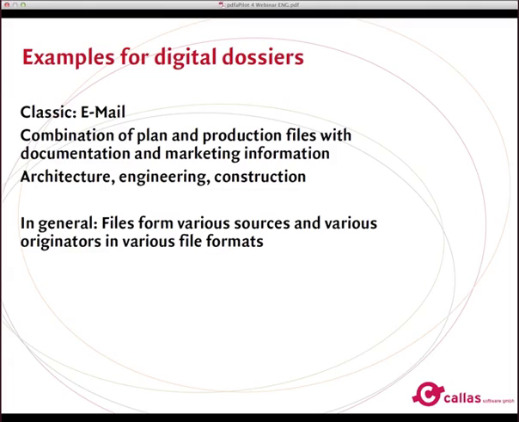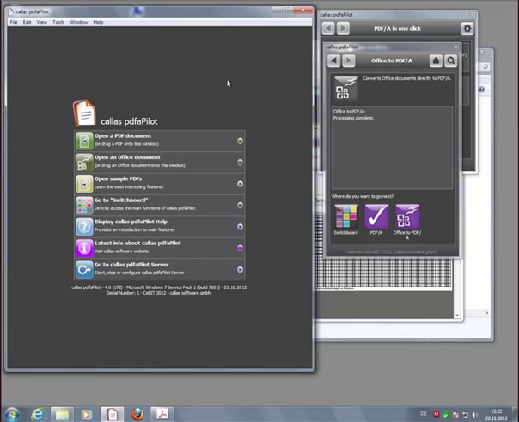So a classic example for that would be an email with lots of attachments. You would convert every attachment that can be converted to pdfA, but if there is something else, you would just put that as well into the archive. Or drawings, as I said, for architecture, projects, engineering, construction, and so forth. These are good examples. In general, file formats from various sources. And I just want to show you how that would work in pdfaPilot.